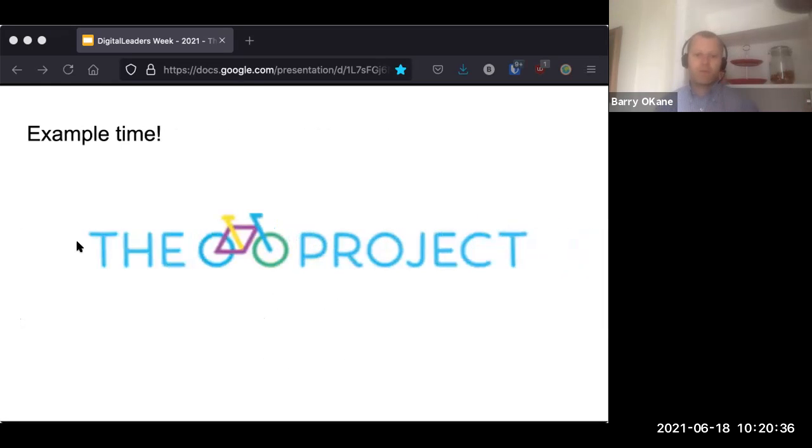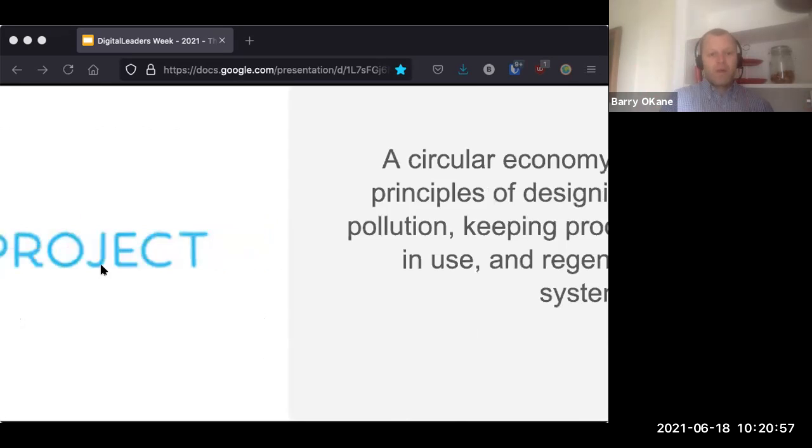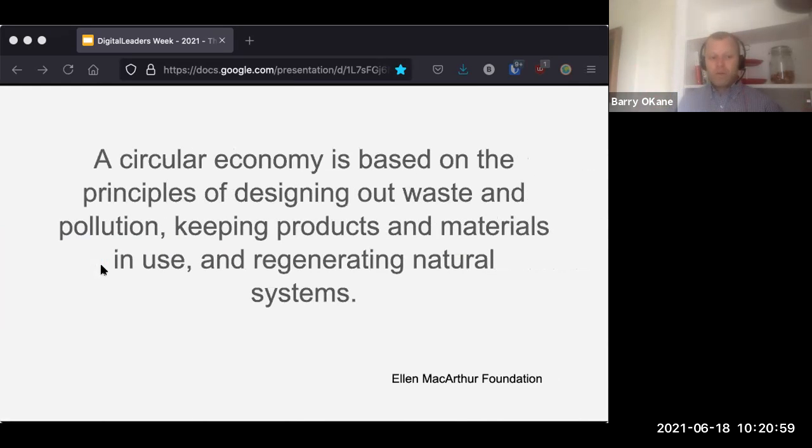Here's another fun example, the bike project, who literally take donated bikes, fix them up a little bit, and donate them on to refugees, folks for whom some method of transport might be the difference between a meal and an exercise and a whole life-changing thing. So I'm not suggesting that either of those two things are the circular economy, but they're brilliant examples of applying circular economy thinking.